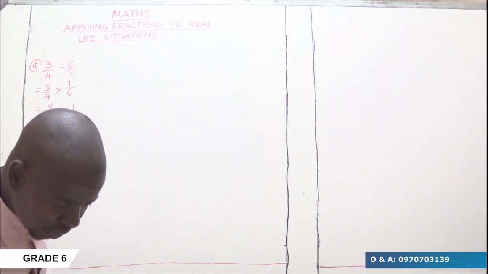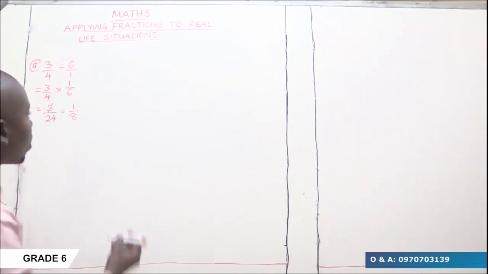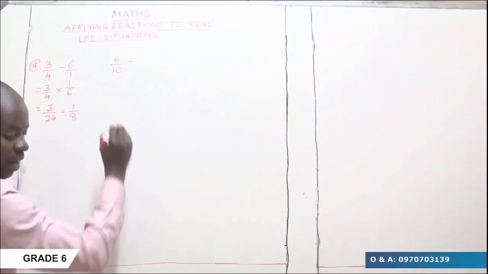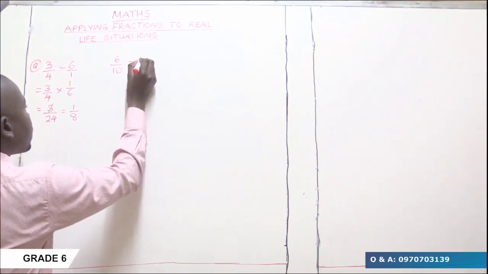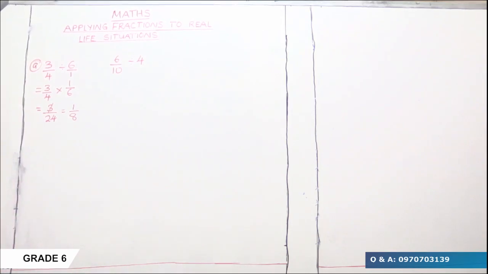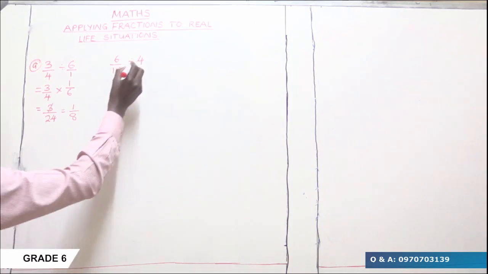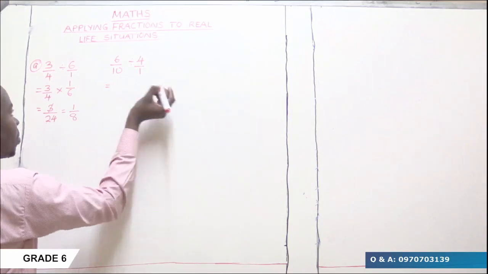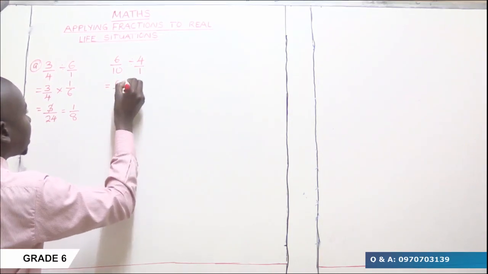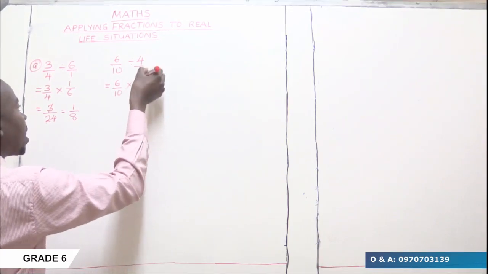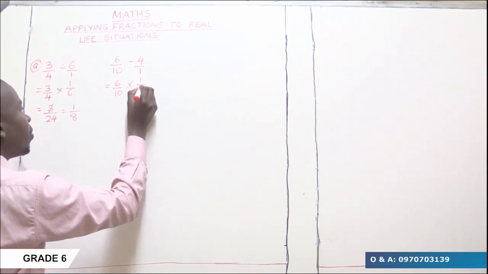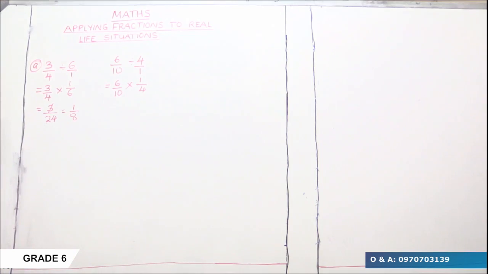All right, the next question that I gave you was 6 over 10 divided by 4. So this 4, you write it over 1. Then the next step will be 6 over 10 times, where the numerator becomes the denominator and the denominator becomes the numerator. So it will be 1 over 4.